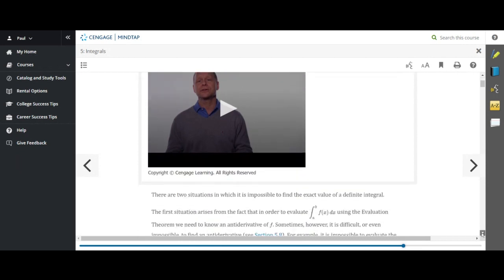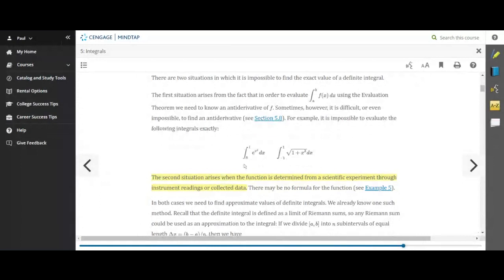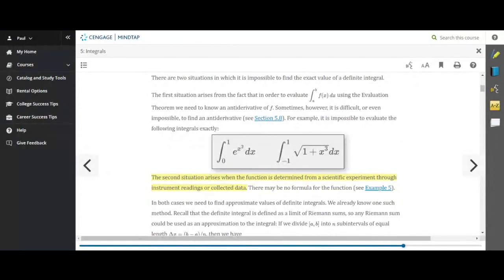But sometimes you have integrals, and in this case these are two definite integrals, where it's difficult or even impossible to find an antiderivative. Like for instance the first integral, the integral from 0 to 1 of e to the x squared dx. There's no known antiderivative for that function, e to the power x squared.